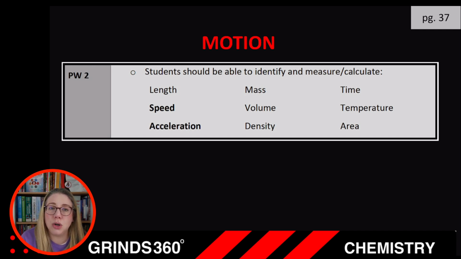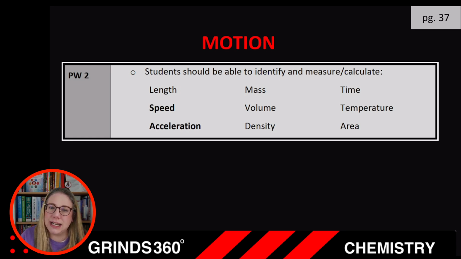So now the next thing we're going to look at is the motion topic. Now motion is all about movement. So the main thing that we'll study here is speed and acceleration. So if you look at the learning outcome that's given on the page, this is covered on page 37 of your revision notes. So Physical World 2, it's the second learning outcome.